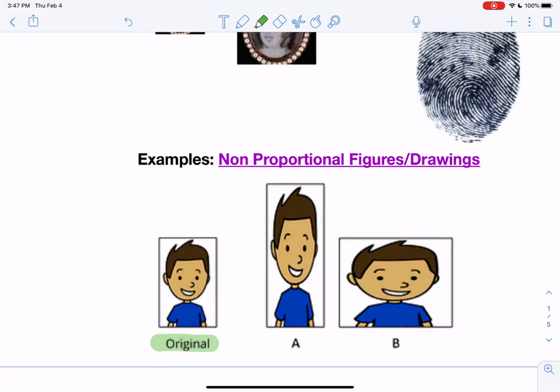And as a result, it looks like they just multiplied the width, but not the height. So we end up with this squished figure. And you'll notice the boy's head shape's not the same. The body shape is not the same. He looks shorter and wide. In A, the shape's not the same. Now his head is elongated. It's just not proportional, okay? And these are what we call distortion, right?